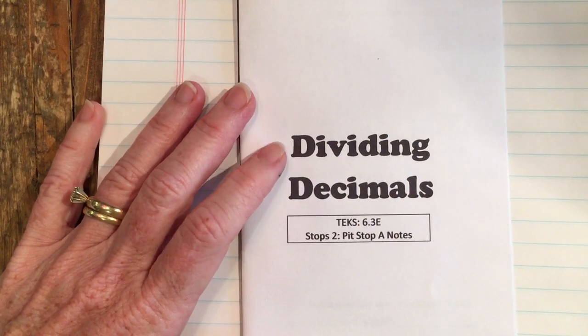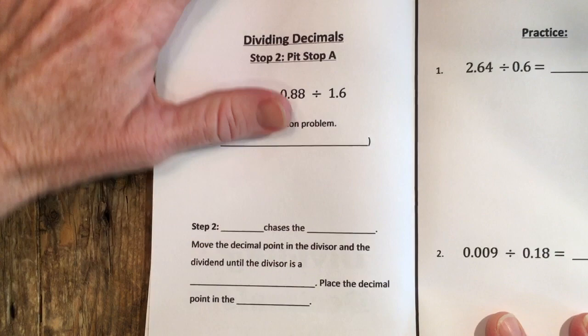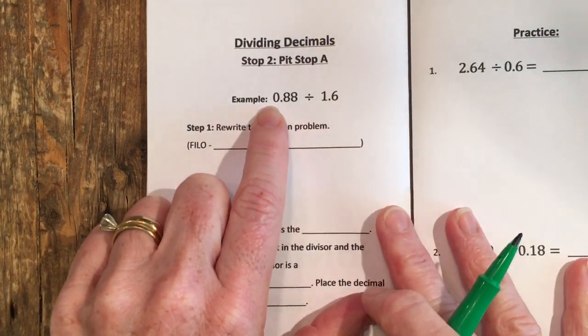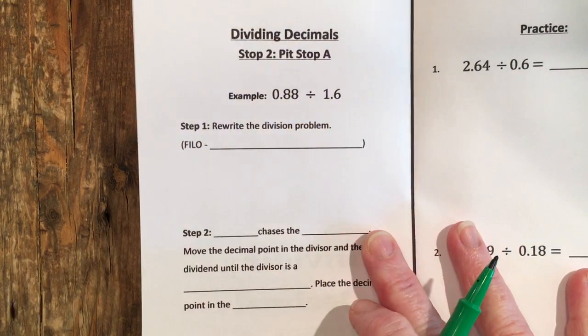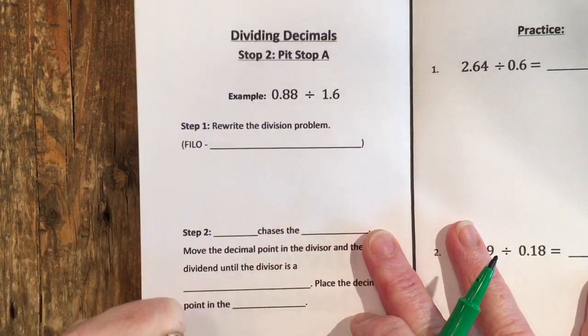Hi there, we're going to be talking about dividing decimals. So here's a division problem that involves decimals. And we know how to divide with whole numbers, so we've just got to figure out how to do it now that there are decimals involved.